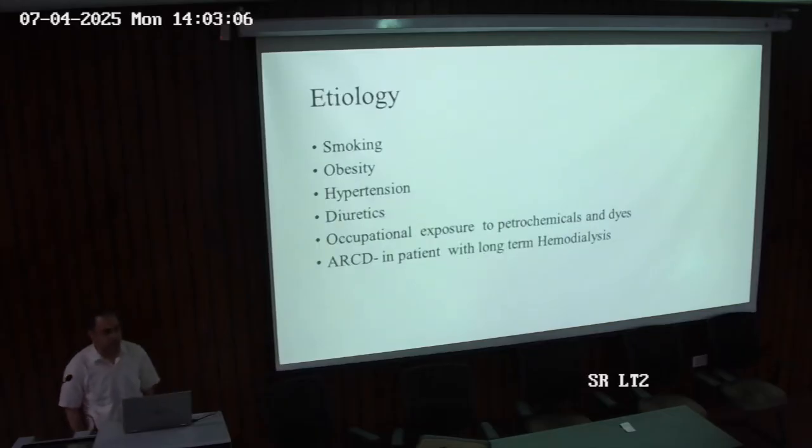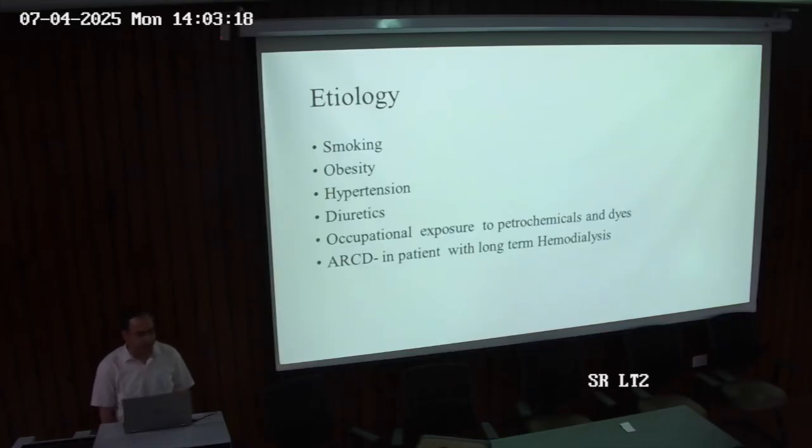So etiology: smoking, obesity, hypertension, patient on prolonged diuretic, occupational exposure to petrochemical and dye, and acquired renal cystic disease. Acquired renal cystic disease is seen in patients on long-term hemodialysis, usually 5 to 10 years. These patients develop multiple cysts in the kidney, and these cysts will progress to renal tumor.